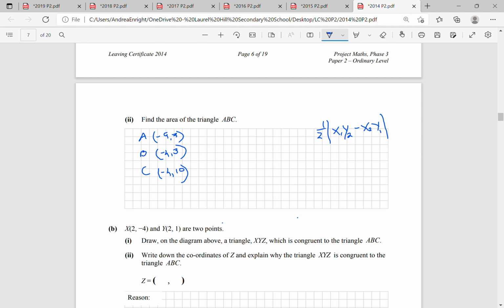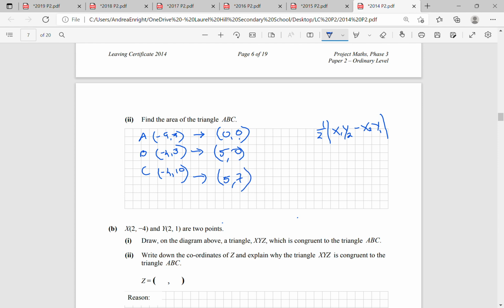So minus 9, 3. Remember, one of the points must be 0, 0, so I'll put the top one to 0, 0. The x went from -9 to 0, so I added on 9. Add on 9 here, you get 5. Add on 9 here, you get 5. Here, 3 goes to 0, minus 3, so minus 3 here, you get 0. And minus 3 here, you get 7.